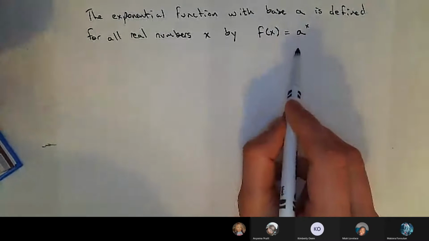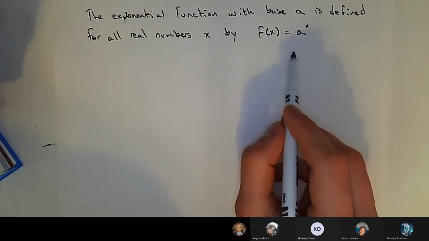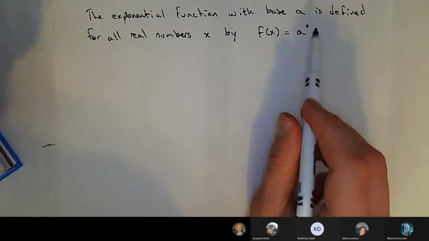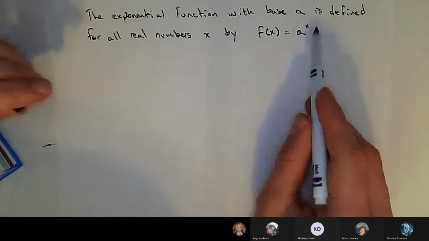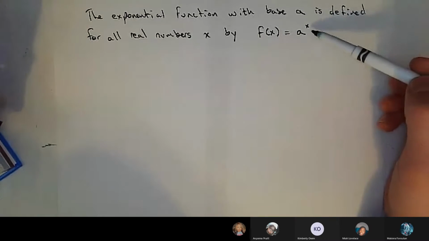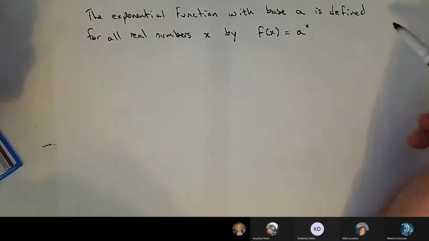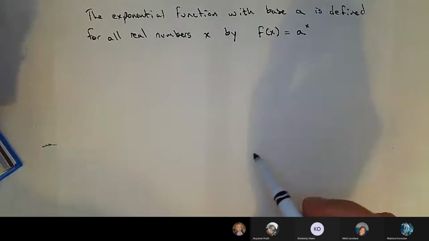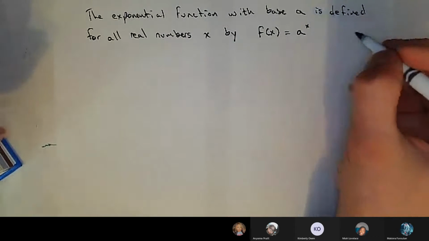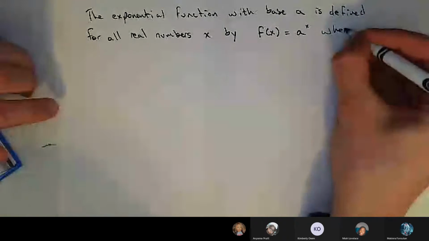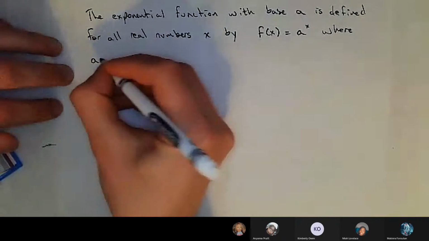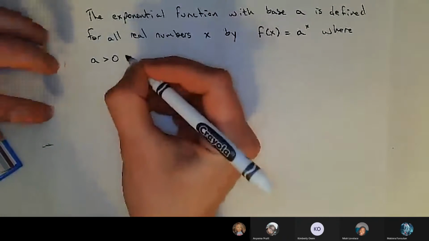So we say its base is a, which I've already thrown that word around a couple times, but I hope that makes sense that we call the base a, and its input variable representing the domain is x, and its domain is any real number. But we do say something about a. We want a to be positive.